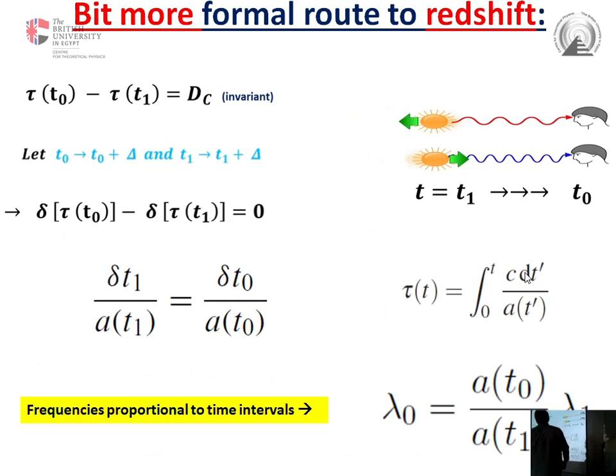So a bit more formal route. If you want to do it properly, that's how you should do it. That's why I put this. Then you'll say the conformal time between T0 and DC is invariant, because I put delta plus T0 and delta plus T1. You can calculate it and you'll see the difference is invariant. Assuming that the frequency of light is far larger than any time scale of expansion, then the ratio between the... Are there any questions?